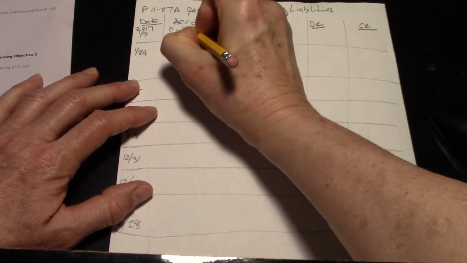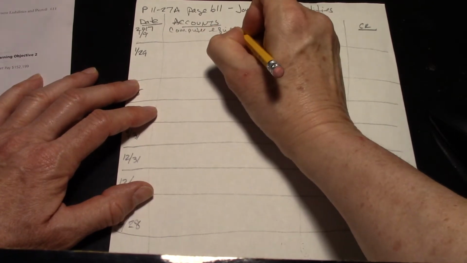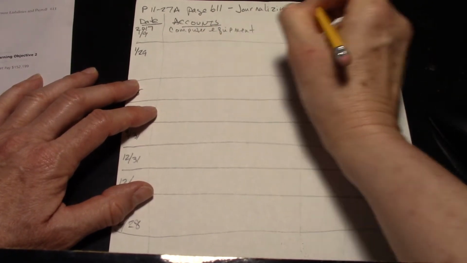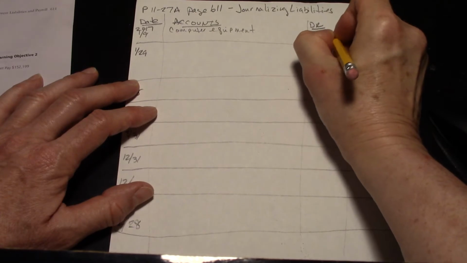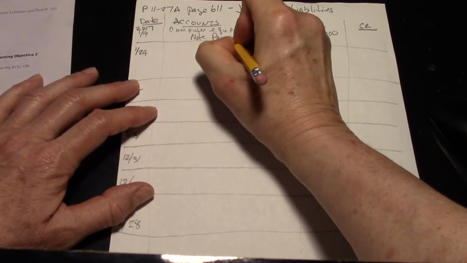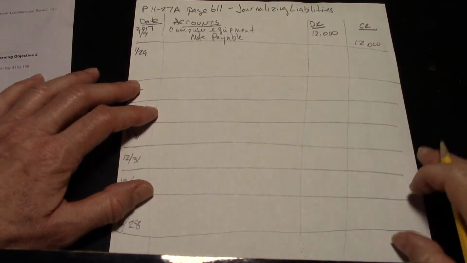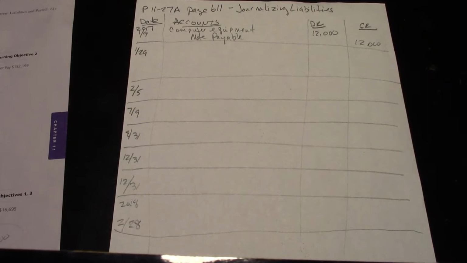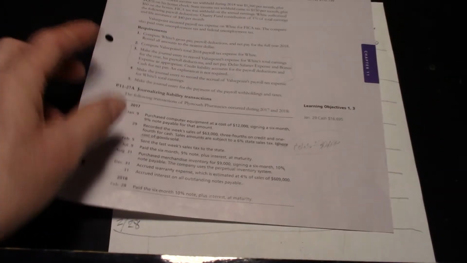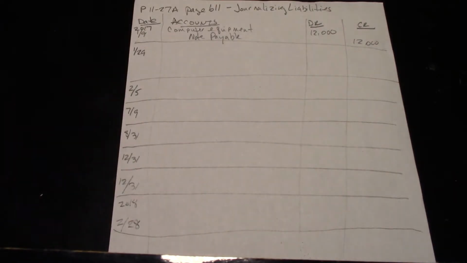Computer equipment, you knew how to do this back in like chapter 2. Computer equipment, $12,000. Note payable, $12,000. So nothing new about that at all. Of course, when we calculate interest, we'll need that 9%, but at this time we don't really need it.